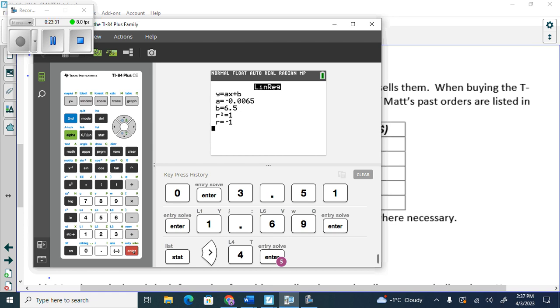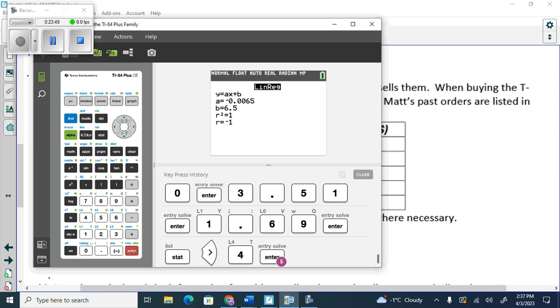My R squared is 1. Actually, 100% of my data lands on this regression. This regression line is perfect for the data. Every single point lands on it. It's pretty cool. So I got my regression equation. Cool. Now I need to write it down.